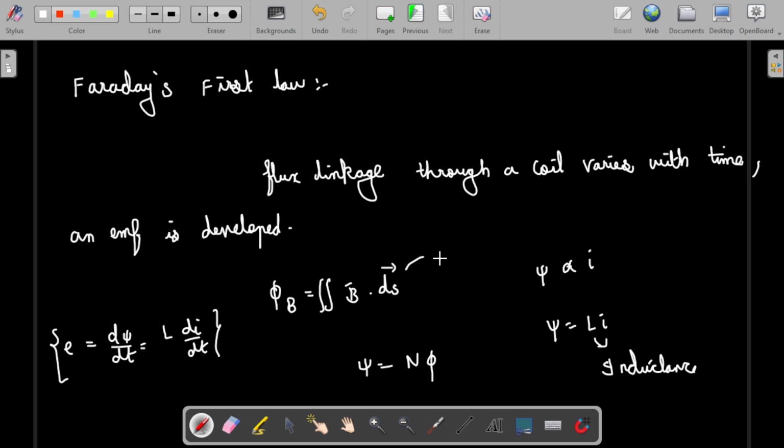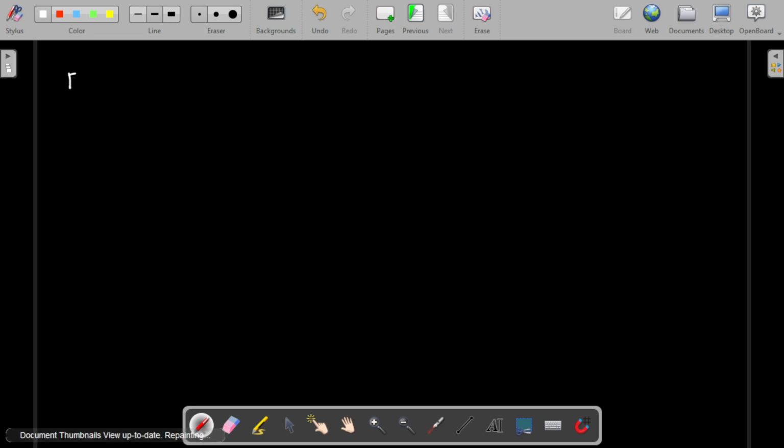The area may be cylindrical or anything, so we are taking the general definition. We also have another formula: the flux linkage is directly proportional to the current flow. If we remove the constant of proportionality, that will be L i, the self-inductance, because it is a single coil. That's why the induced EMF can be written as L di by dt. This formula is very important, guys, in the case of inductance. Now let's take the second law, Faraday's second law.